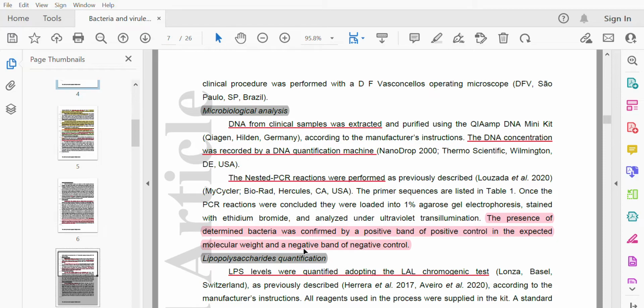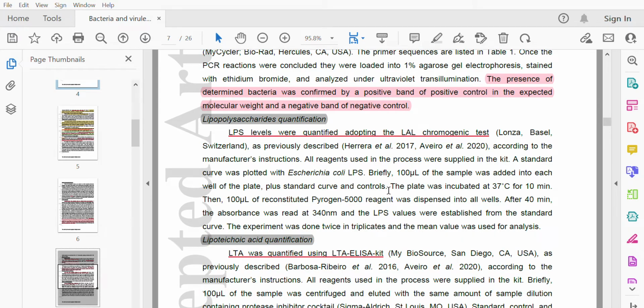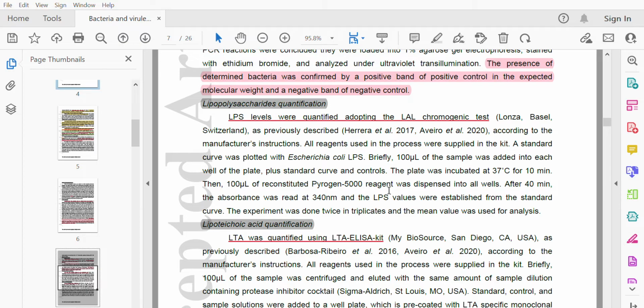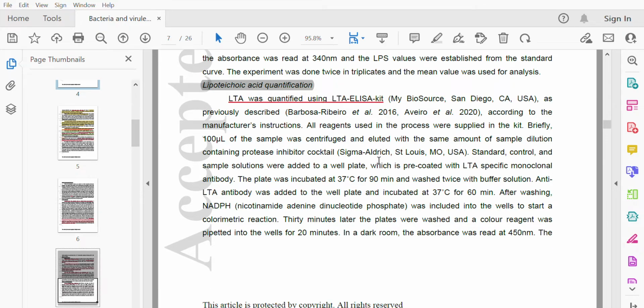During the microbial analysis, all the DNA from the clinical samples was extracted, and DNA concentration was recorded using a DNA quantification machine, using the PCR reaction. LPS was quantified using the LAL, which is the limulus amebocyte lysate chromogenic test, and lipoteichoic acid was quantified using an LTA ELISA kit.